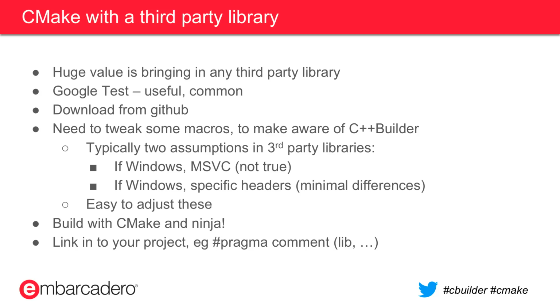Then you just build with CMake and Ninja, and you'll get an executable, perhaps, or here with Google Test, we will get a library, and you can just link that into your project with pragma comment lib, just as you might with any other library. And this shows how easy it is to take an effectively random third-party C++ library off the internet, that has never been designed to work with C++ Builder specifically, and easily and trivially make it build with C++ Builder. Extremely powerful, huge value to you if you want to do this, to bring other libraries into your applications.